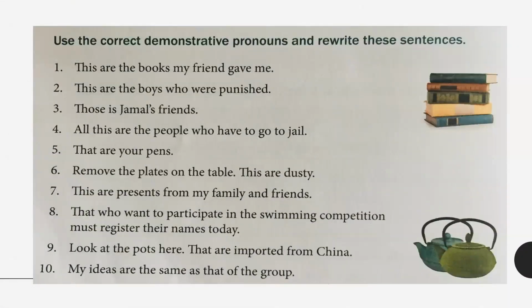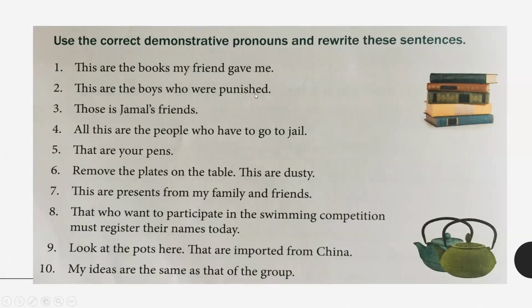Use the correct demonstrative pronouns and rewrite these sentences. Now here, the sentences are given. These are the books my friend gave me. Now, if you read it, you will understand there is some grammatical mistake. Some pronouns are wrongly used. So you have to identify what mistake is there and then correct it and write those sentences here itself. Can you see this blank space given below? So here itself, you are supposed to write all the answers with pen.